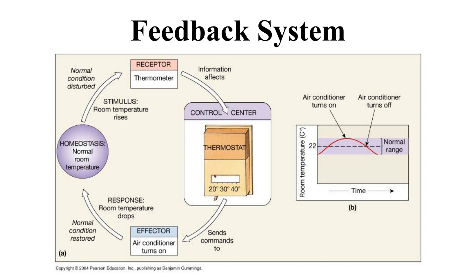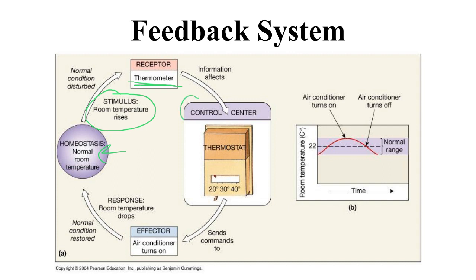So let's look at this example of this happening here in our house, right? Most of us have air conditioning in our house. So we're trying to maintain homeostasis, which would be our normal room temperature. The stimulus here, or the signal, is going to be the room temperature rising. My receptor is the thermometer. So the thermometer is constantly measuring the temperature of the room. The thermometer is the device that measures the temperature.